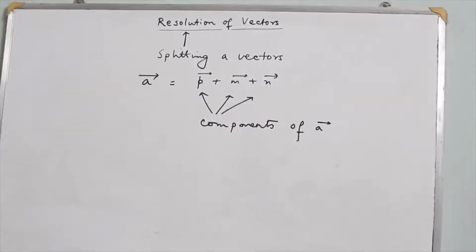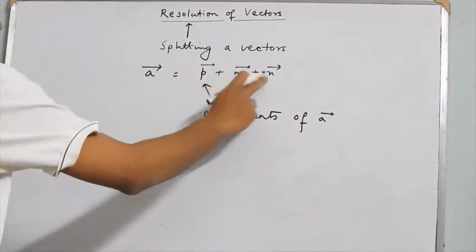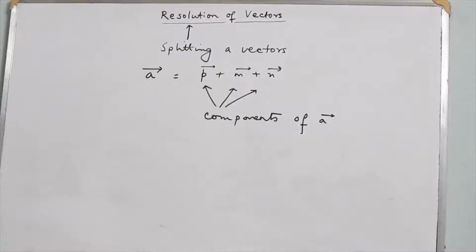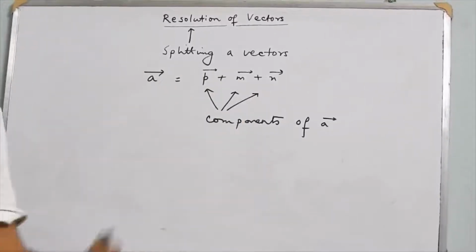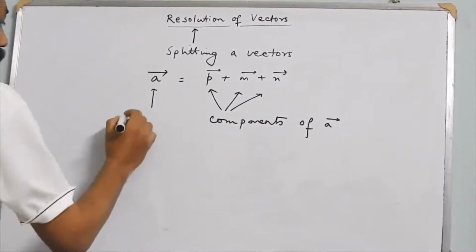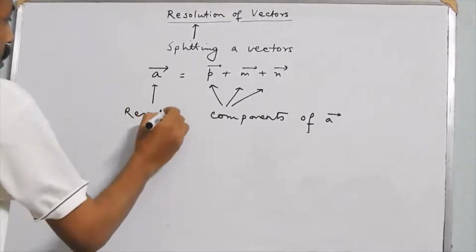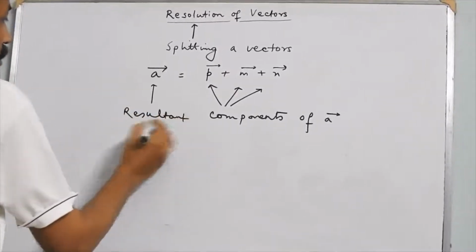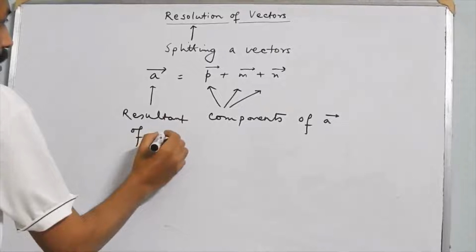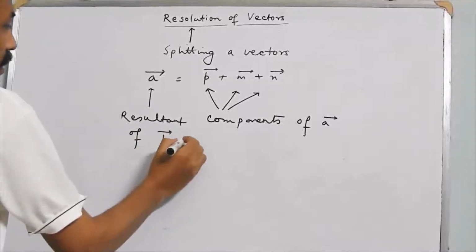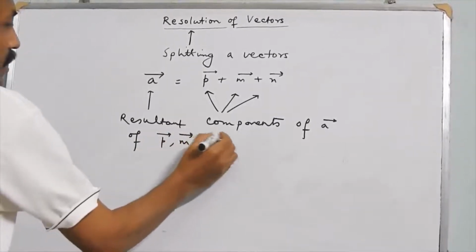Alternatively, you can say that p vector, m vector, and n vector, their resultant is A vector. So A vector will be called the resultant of p vector, m vector, and n vector.